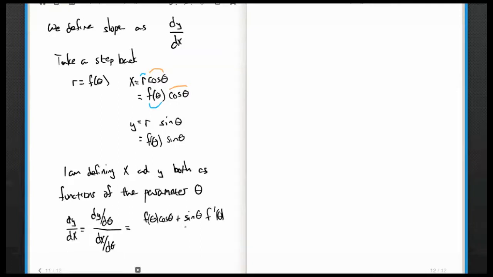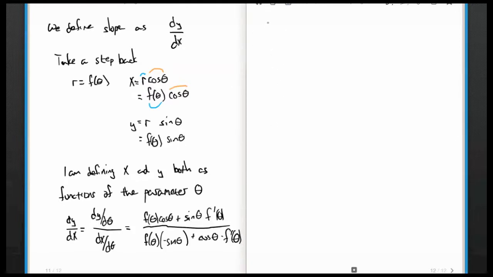First times the derivative of the second plus the second times the derivative of the first, divided by the product rule as it applies to this one. So it's going to be f of theta first times the derivative of the second, which is negative sine of theta, plus the second, which is cosine of theta, times the derivative of the first. Okay. We can clean up the algebra a little bit here, just because the negative sign kind of appears.